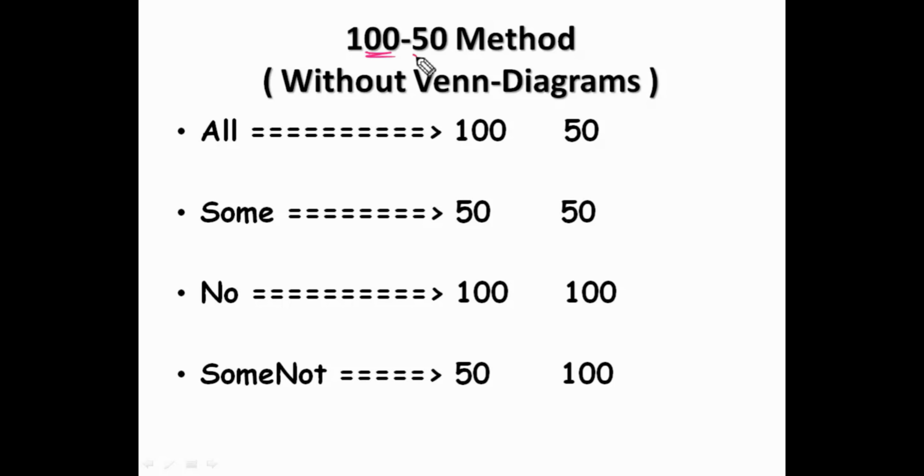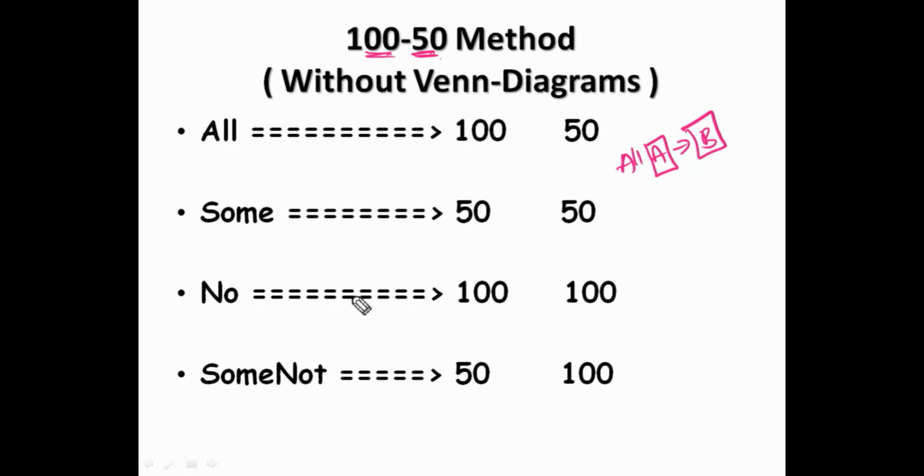So what are these values 150? These are the values to assign for subject and predicate in any statement or conclusion. Suppose there is a statement like all A's are B's, then A is the subject and B is the predicate. If the qualifier is all, we assign 100 to the subject and 50 to the predicate. If it is some, we assign 50 and 50 for subject and predicate.